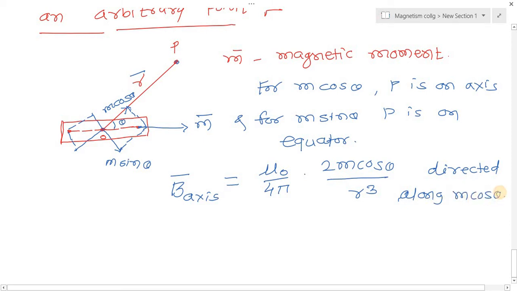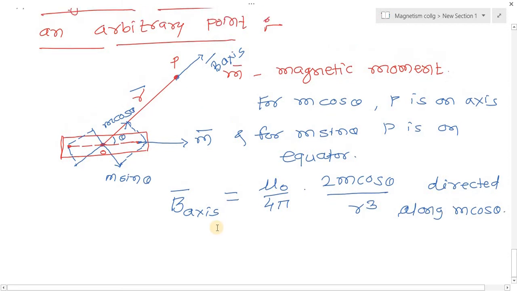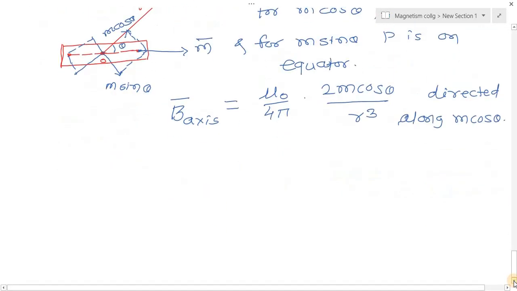So here it means that the m cos theta, this is the direction here, which is straight along the line. The direction is there, B axis there. So here the axial point is along this straight line here. So this is B axis along the line. Now second, equatorial is also there, because for m sin theta, P point is at equator.